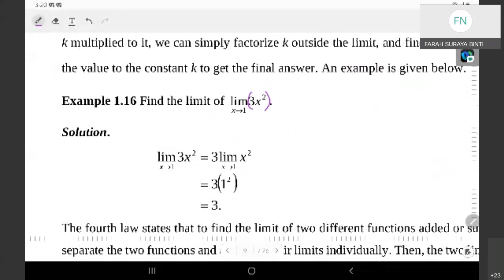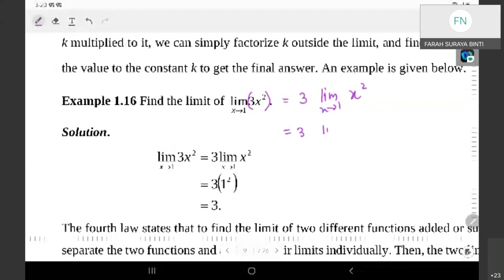Function dia 3x square. 3x square. First kali dia apply law number 3 kalau tak silap tadi. Law number 3 iaitu nombor tu kena bawa depan. So dia akan dapat 3 limit x approach 1 x square. Okay, lepas tu yang ada power x square ni tadi, power ni kita gunakan law number 8.